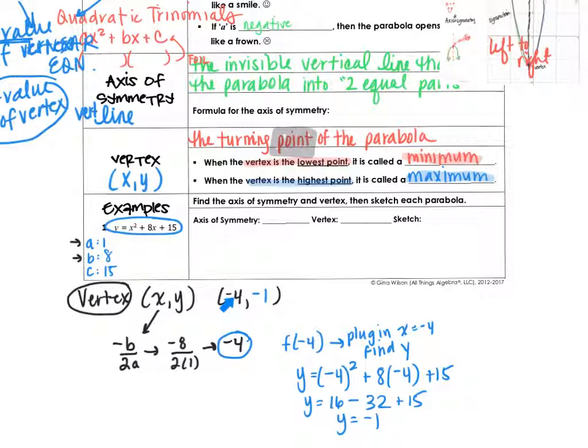So we found negative 4 because the x value of the vertex of a quadratic equation can be found by doing negative b over 2a. Once you know that number, you can plug that negative 4 into the equation to find the output, the y value. So when x is negative 4, y is negative 1. So that's your vertex. Now your axis of symmetry, again, is a vertical line that goes through the vertex.